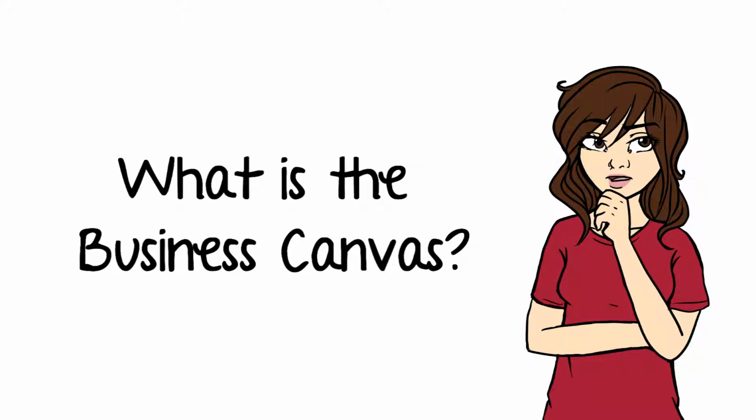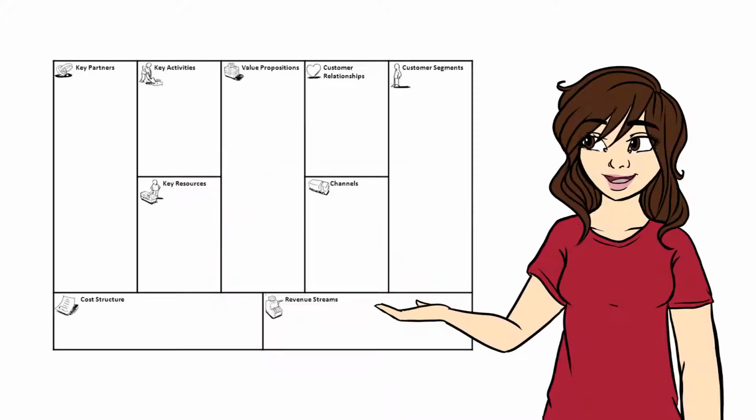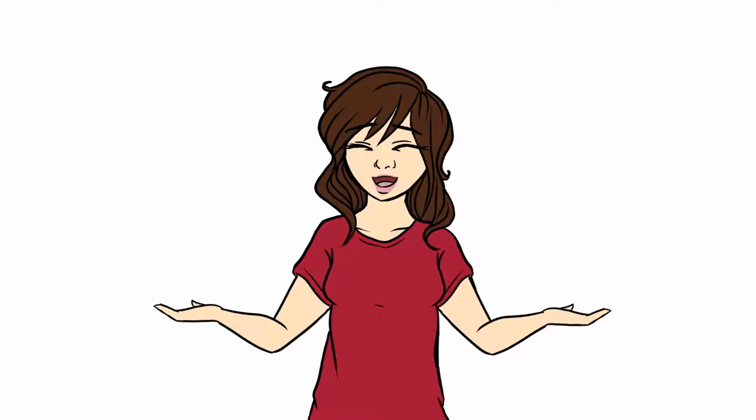What is the business canvas? A business canvas is a 9-step plan on running a business or any type of project. This is what it looks like in its simplest form. Step 1 is customer segments.